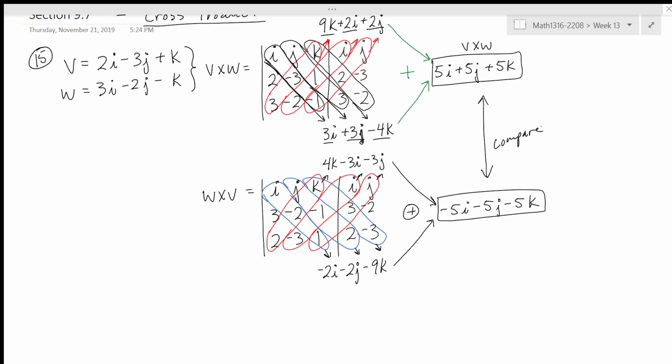Questions? That could be a way to check your work. If they're not matching, if they're not opposite of each other, you may have gotten something wrong there. Exactly. If you do both of the cross products and they're not opposites, then yeah, you screwed something up.